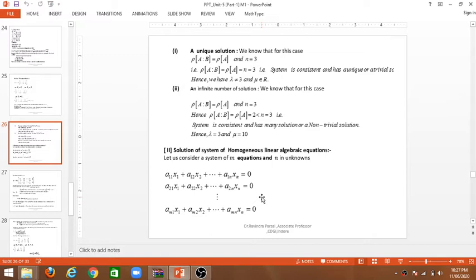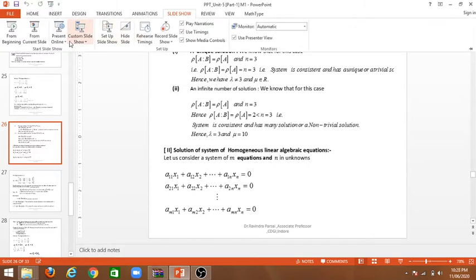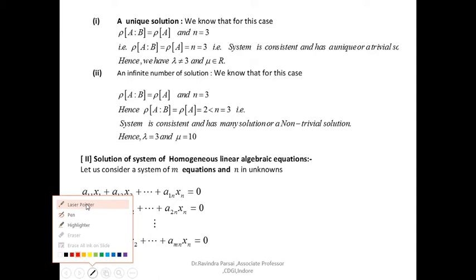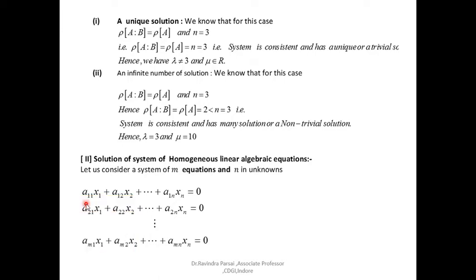I want to teach you in this fifth lecture the solution of a system of homogeneous linear algebraic equations. In our previous class we have seen the system of non-homogeneous equations. Today in this lecture we will see how to solve a system of linear homogeneous equations by using the matrix method, the echelon form. First we discuss the method, then we see examples.